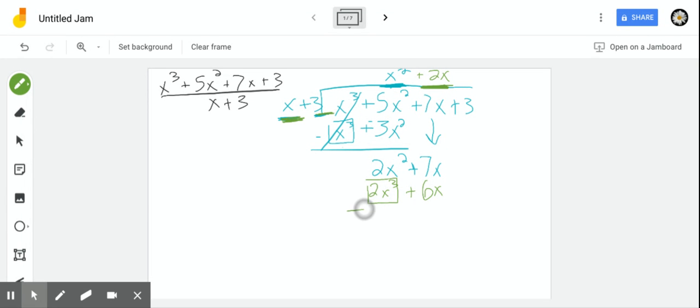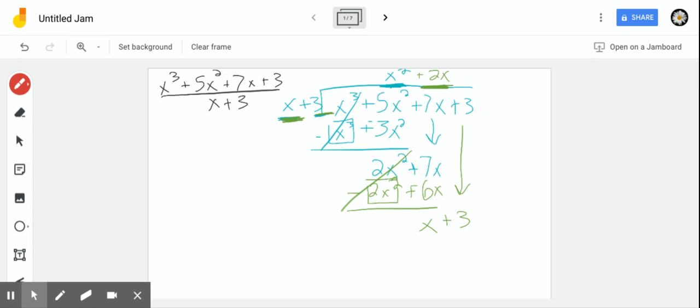Time to subtract. Draw the line, change the signs. 2x squared and negative 2x squared are going to cancel, and 7x and negative 6x will be positive 1x, and then we'll drop the next term.